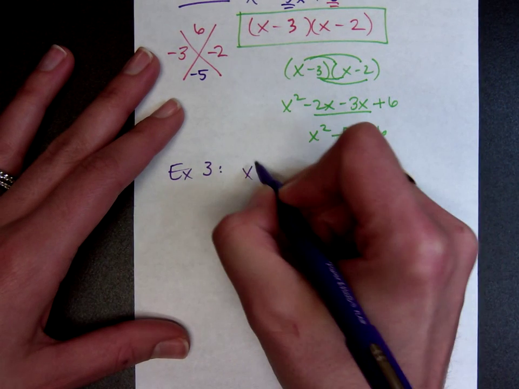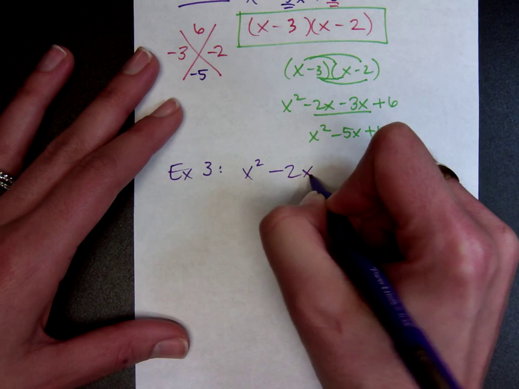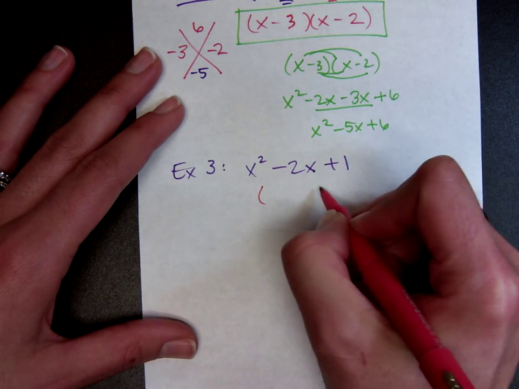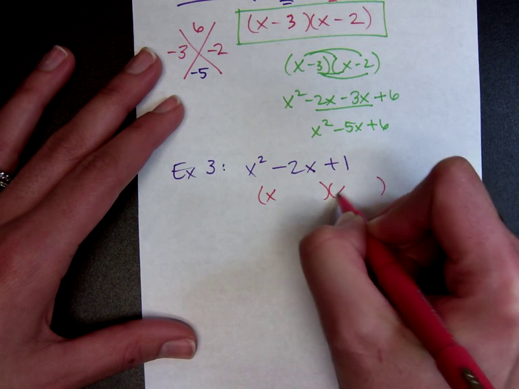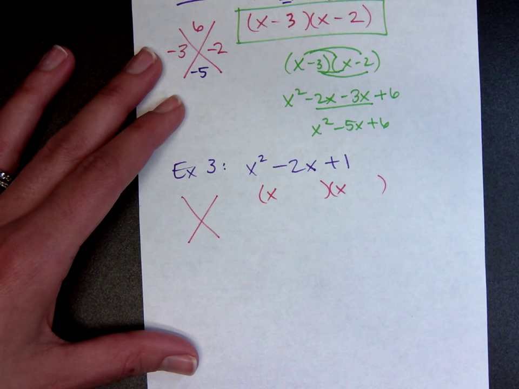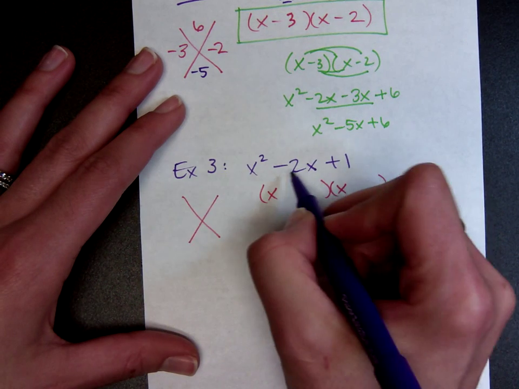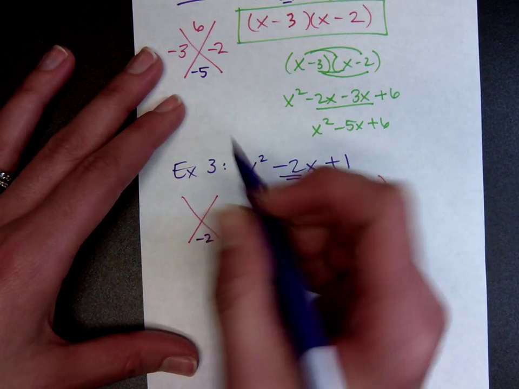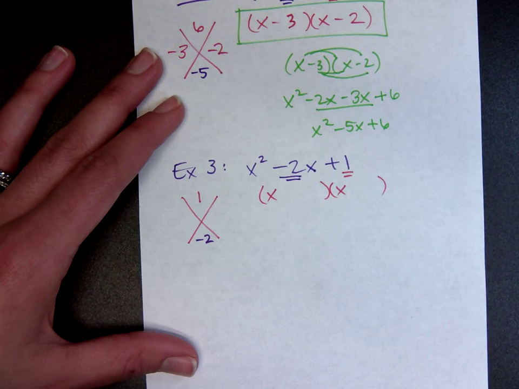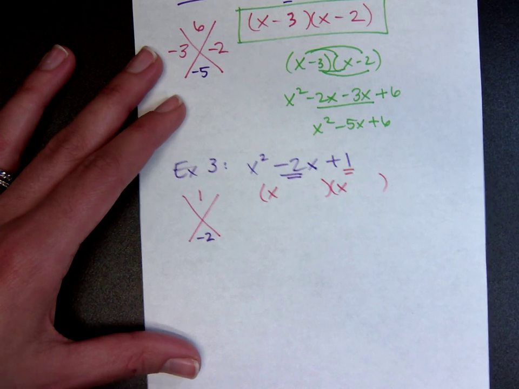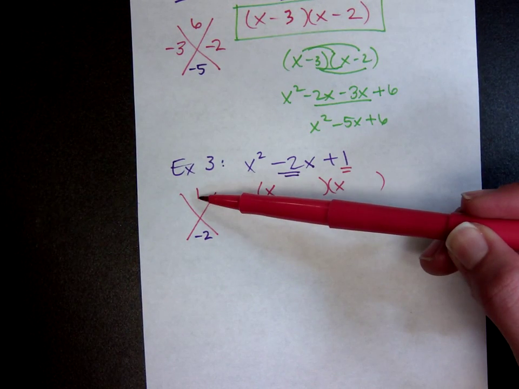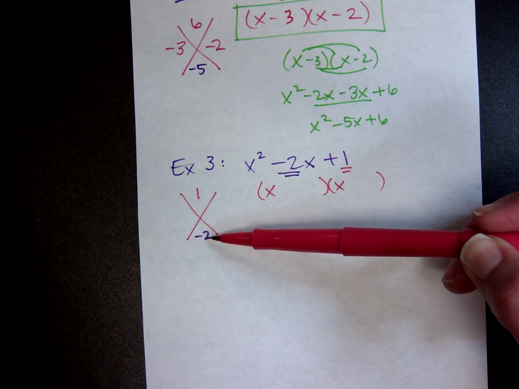Okay, let's try x squared minus 2x plus 1. Start with your parentheses. Draw your diamond. You're going to put your middle term, the b term, on the bottom, b for bottom. You're going to put your c term at the top. I'm looking for two numbers that multiply to 1 and add up to negative 2.